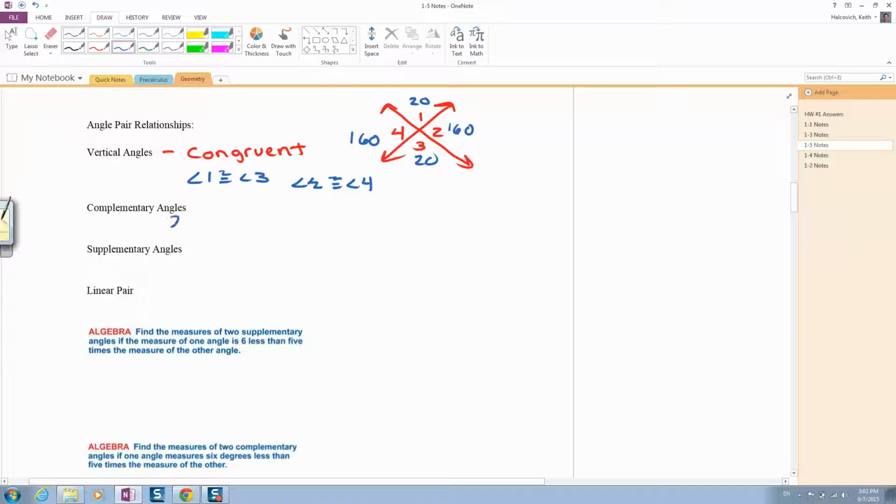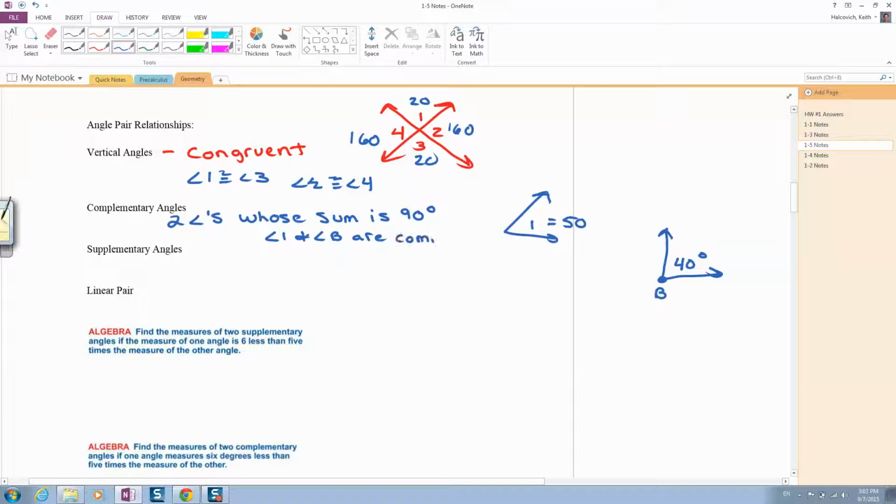Complementary angles are two angles whose sum is 90 degrees. So you could have angle 1 here, which equals 50, and then have another angle here, like B, which is 40 degrees, and they are complementary, because their sum is 90 degrees. They don't have to be adjacent, there's nothing special, they just have to add up to 90.